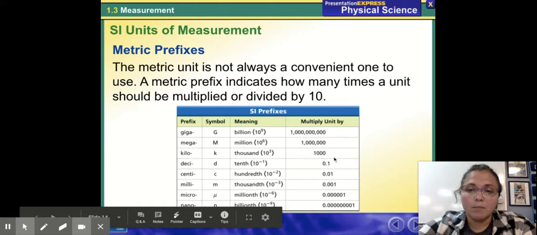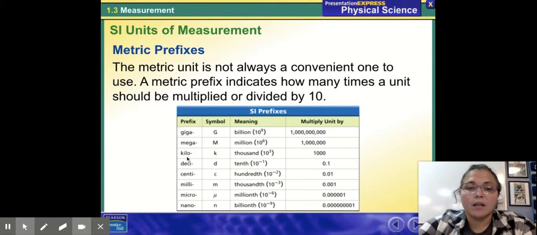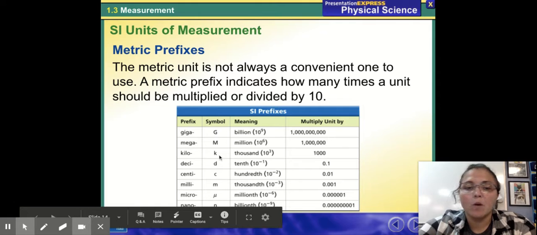And so in the middle here, you would have a base unit, and then you can go up and have these prefixes like kilo means 1,000, mega means 1,000,000, or you can go down, centi means 100th, milli means 1,000th, and so on.